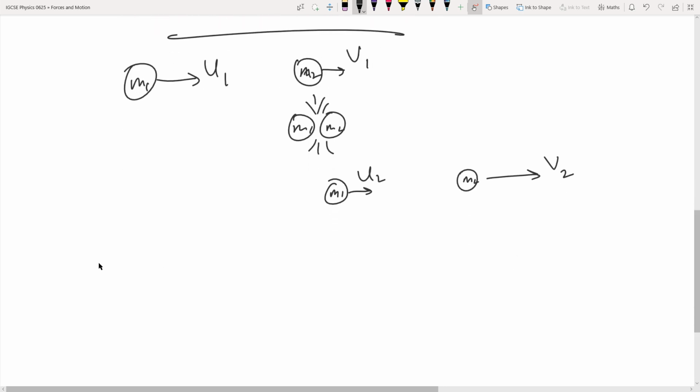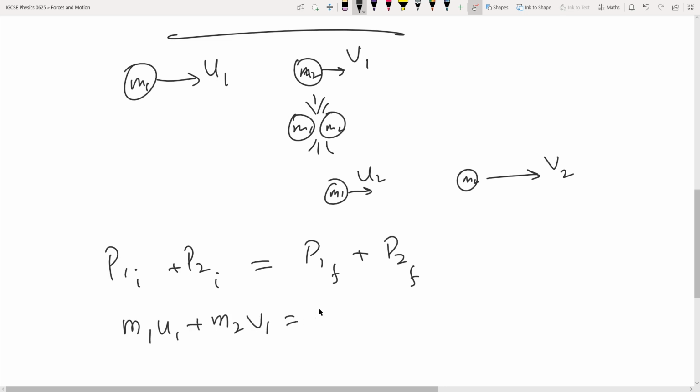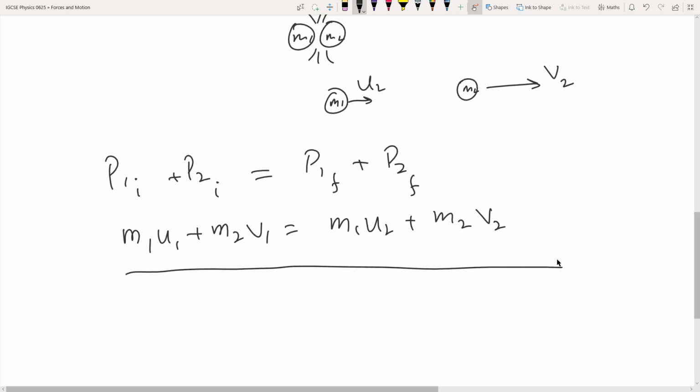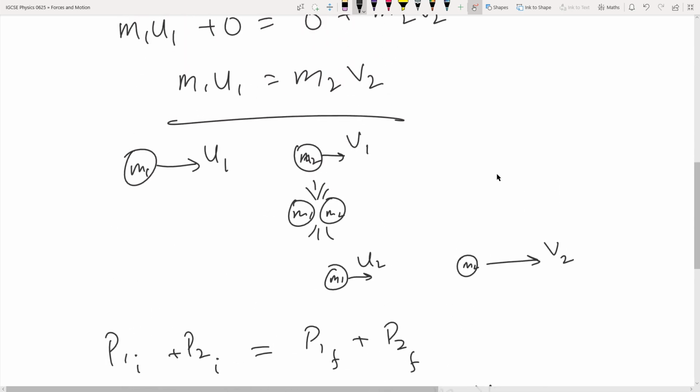So in this case a similar thing applies: p1i plus p2i, the initial states, equal to p1f plus p2f. And this is going to be m1 u1 plus m2 v1 is equal to m1 u2 plus m2 v2. And now over here I cannot zero out anything. This is also another form of the law of conservation of momentum, when both of the objects are moving, one going faster, one going slower.